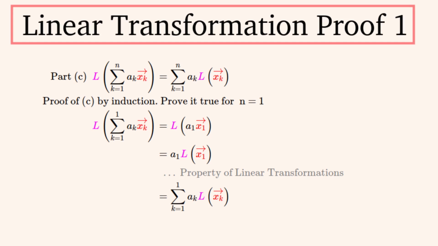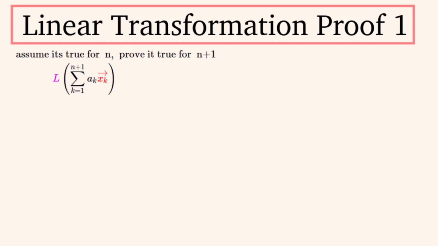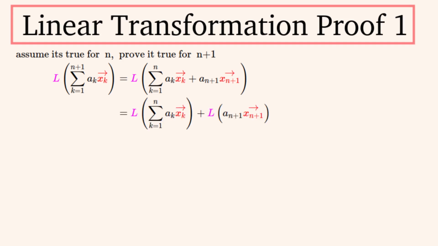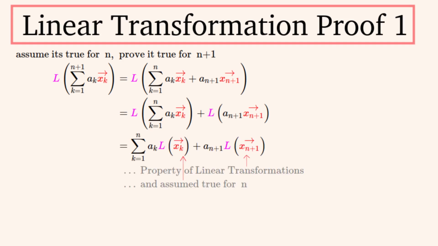We need to do this to prove it for the case where n is equal to 1, even though it's much simpler to write the one vector by a scalar. So now we have to prove it true for n plus 1, assuming that it's true for n. We can easily break up the sum into these two expressions added together, which we can do for sigma notation. We can then break up this linear transformation into the sum of two linear transformations like this, using one of the properties that it's defined to have.